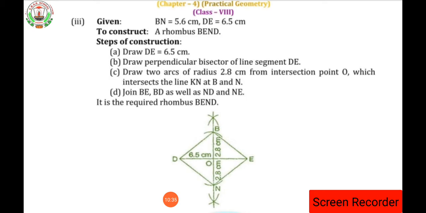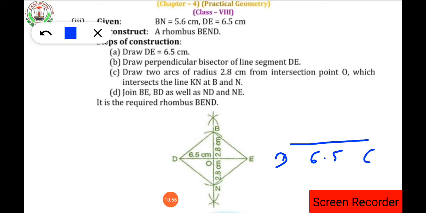Okay, so first what we have to do? First we have to draw a line segment DE whose measurement is 6.5 centimeter.